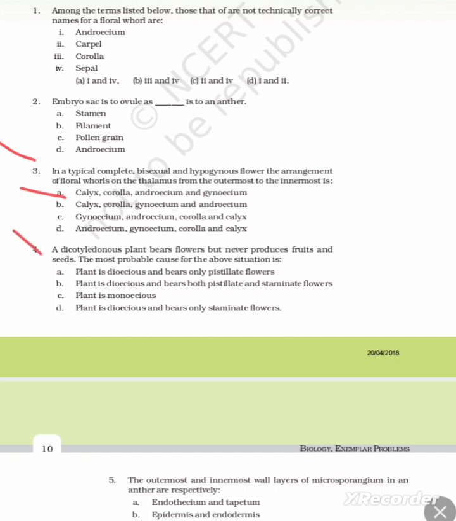Option A. Fourth question, a dicotyledon plant bears flower but never produces fruits and seeds, which means the flower is definitely not a female flower. So the most probable cause for the above statement is the plant is dioecious, which means it is unisexual and it bears only staminate flower. Staminate flower means male flower.